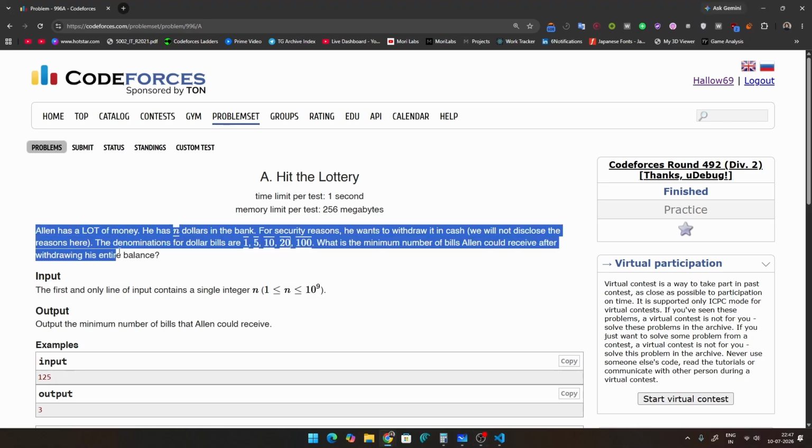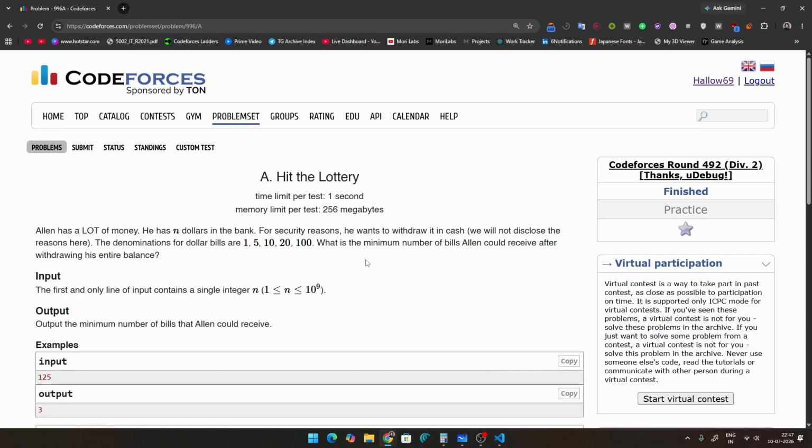Okay. So Alan has a lot of money. He has $N in the bank. For security reasons, he wants to withdraw it in cash. We will not disclose the reasons here. The denominations of the bills are 1, 5, 10, 20, 100. What is the minimum number of bills Alan could receive after withdrawing his entire balance?